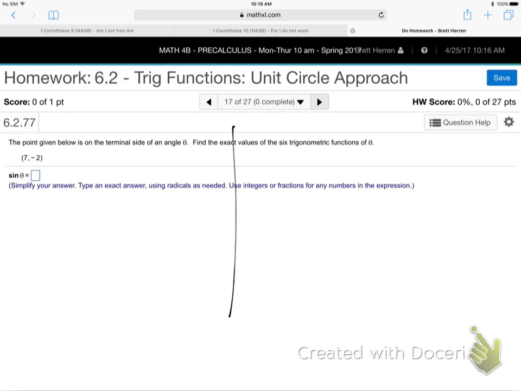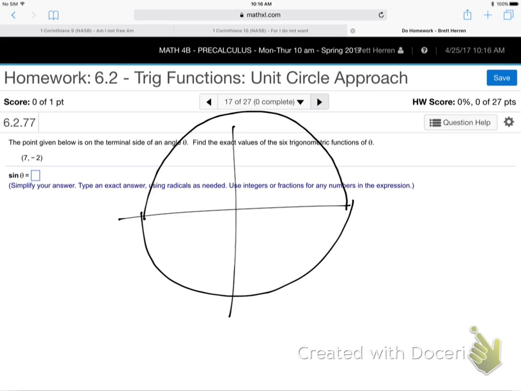Okay, so now they're going to play the game backwards. They're going to give me the spot on the circle, right here. This is the point on the circle. Over 7, down 2. That's the x and the y. So over 7, down 2, like something like right here.